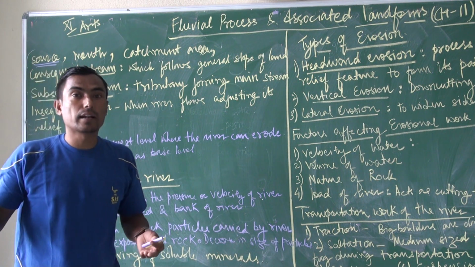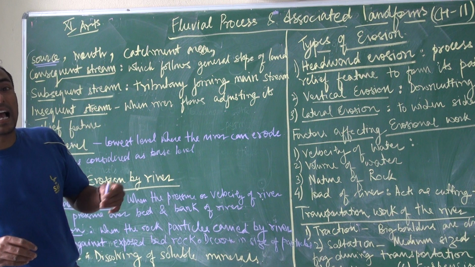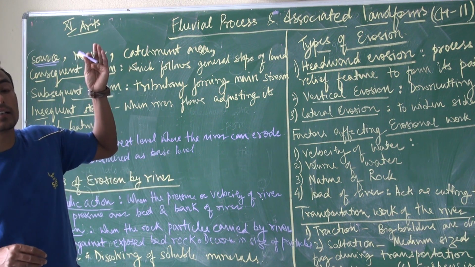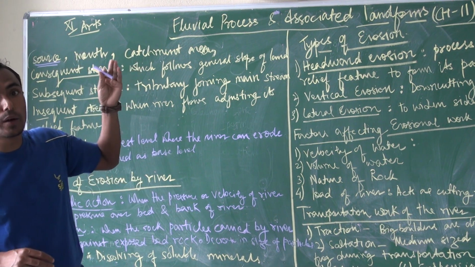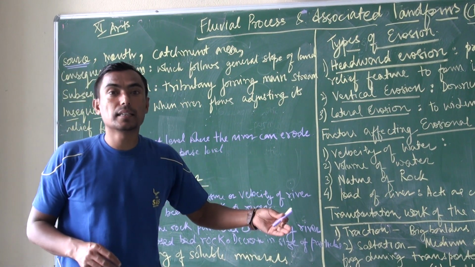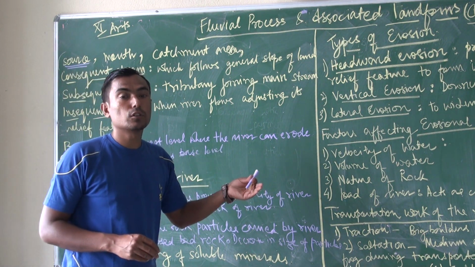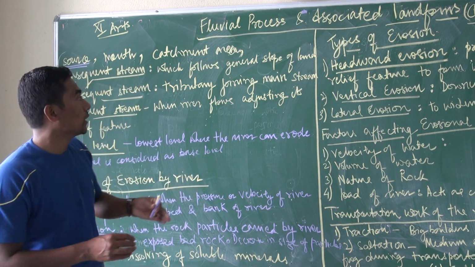For example, if you look at river Ganga, it has its source in Gangotri, where there are plenty of glaciers, and the glacier keeps on melting, which keeps on providing water, resulting in the river flowing throughout the year.